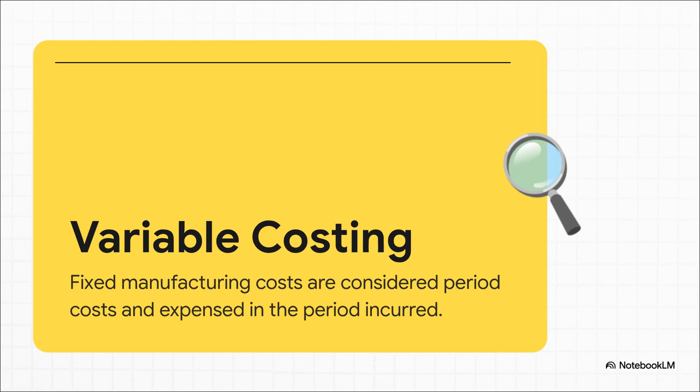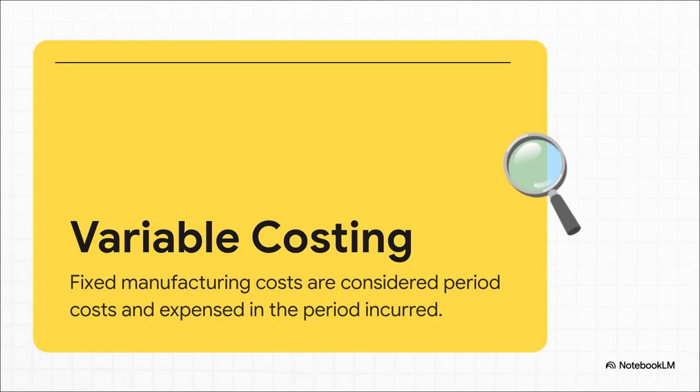Now, contrast that with variable costing. The golden rule here is that variable costing strictly bases product costs on variable manufacturing costs only. Notice what's missing: fixed manufacturing overhead. Under variable costing, fixed manufacturing costs are treated as a period cost. They are totally left out of the inventory value, and instead, they're expensed directly on the income statement in the period they occur.